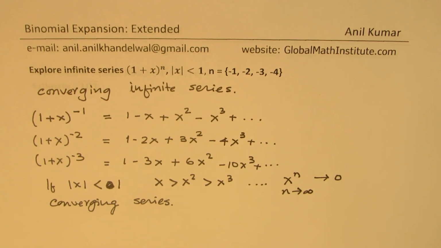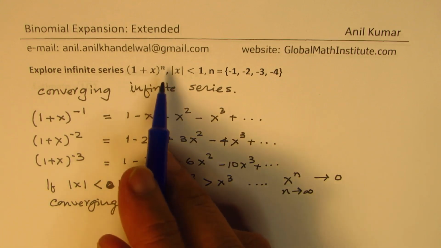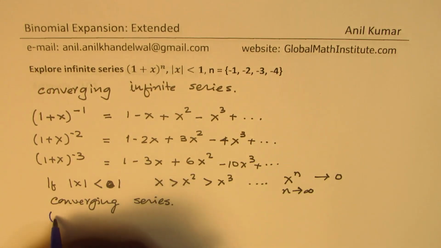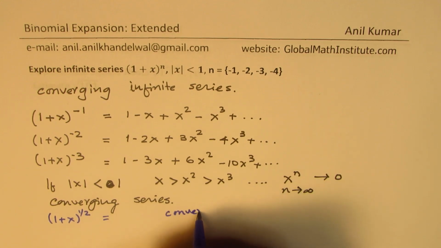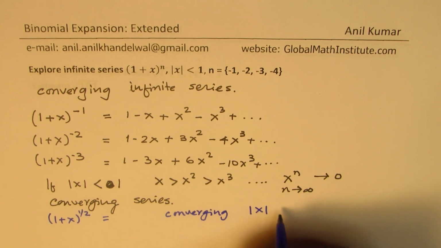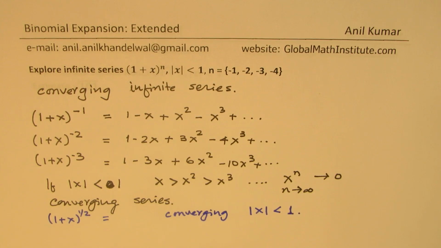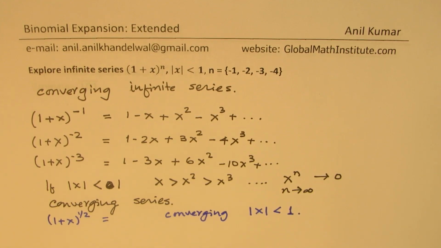You can explore with what happens when we have powers as rational numbers. Let's say, what is 1 plus x to the power of half? So this series is also converging provided the absolute value of x is less than 1. So let's try to explore this in the next part of the video.